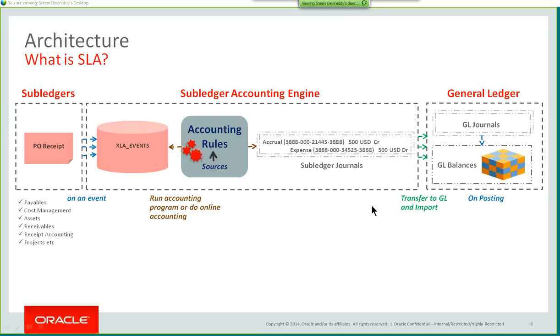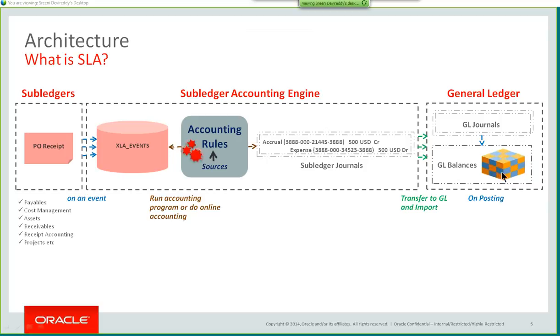Now the key point here is that there is a trace that is maintained right from the transaction to the balance level. So the system keeps track of how the transaction is converted and generated as a journal, and journals are generated as GL journals, and GL journals end up as a balance. So the system keeps trace of it.